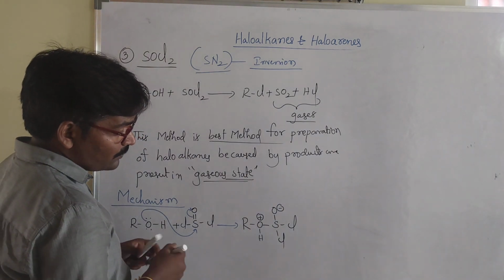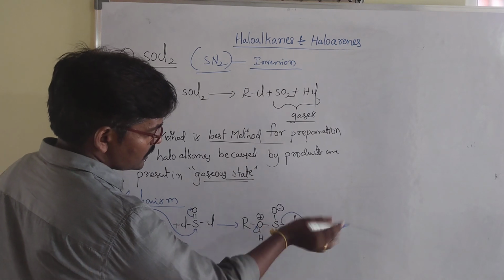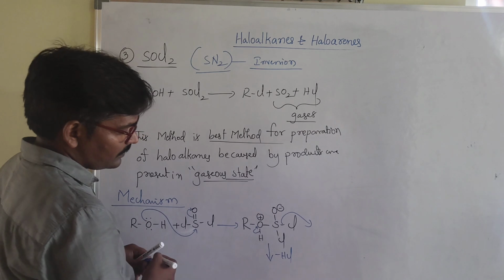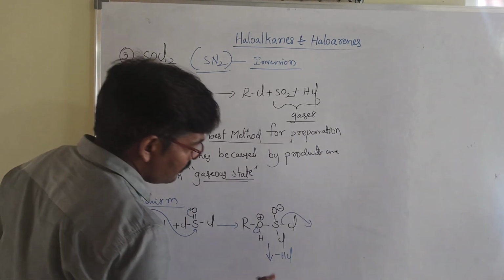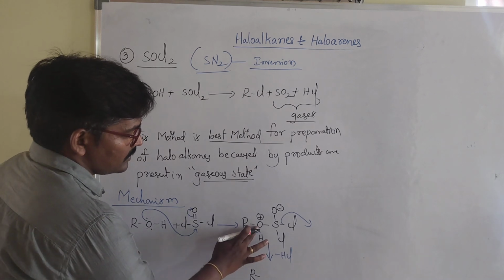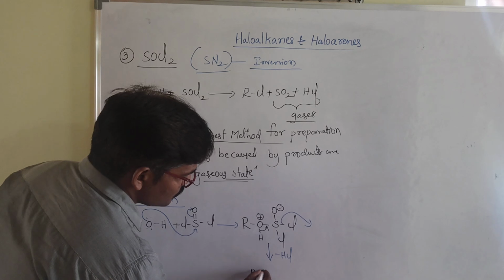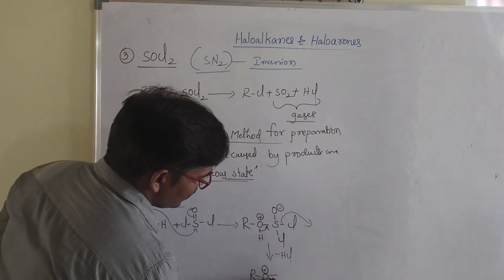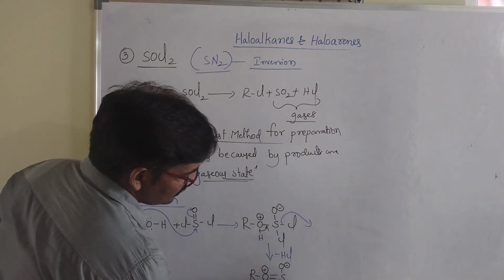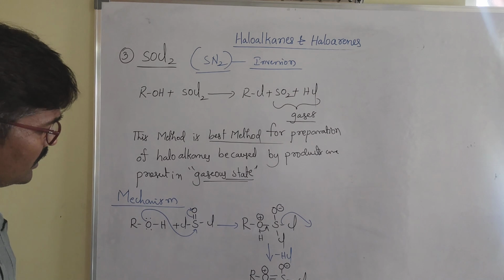When H is shifted as a lone pair of electrons on the oxygen atom, one of the Cl minus will escape out. So it is eliminated as HCl. Then what will be formed? R-O, positive charge as usual, S double bond, then O minus, then one of the chlorine atoms is there like this. One is eliminated. This happened.